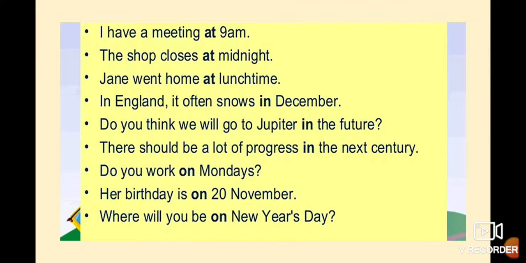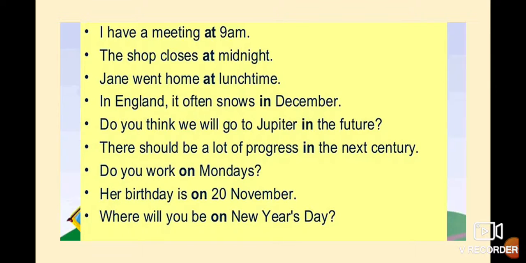Jane went home at lunchtime. We don't have a helping verb, but we have an action verb that in this case is went. In England, it often snows in December. So, what is the helping verb? No, we don't have one in this sentence, but we have an action verb that is snows.